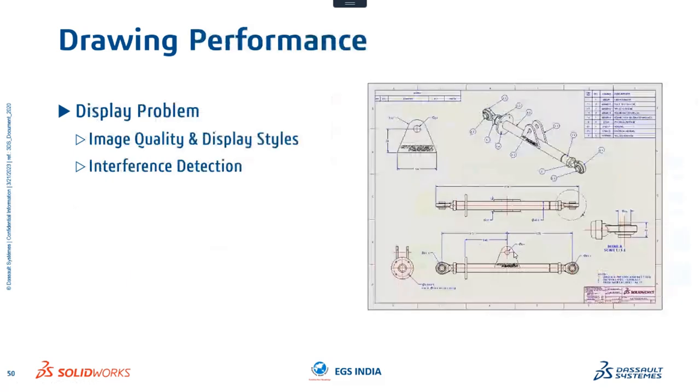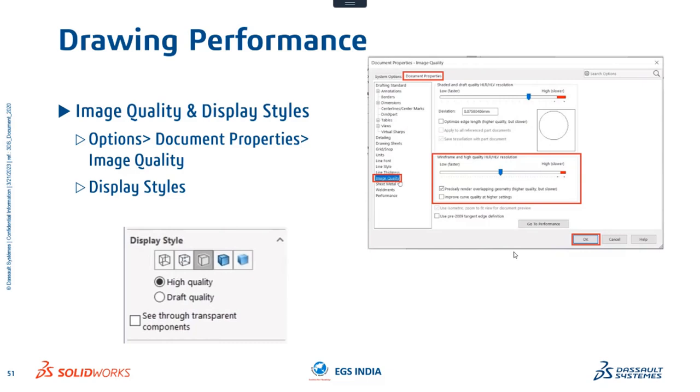And then we are moving on to drawing performances. Drawing performance involves two areas: image quality and interference detection. First of all, we see the image quality and the display style. If your image quality needs to be reduced, you may need to go to the particular options: options, document properties, image quality.